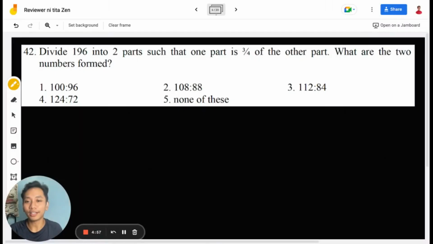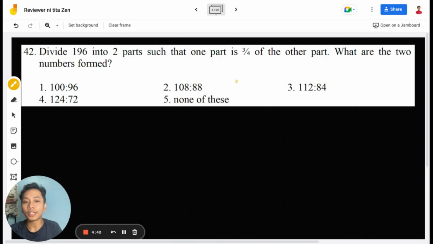Divide 196 into two parts such that one part is 3/4 of the other part. What are the two numbers formed? We have our options here. Tapos yung isa, none of these. So, tingnan natin, paano natin ito masasagutan?